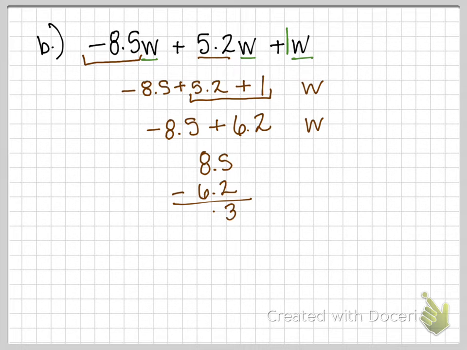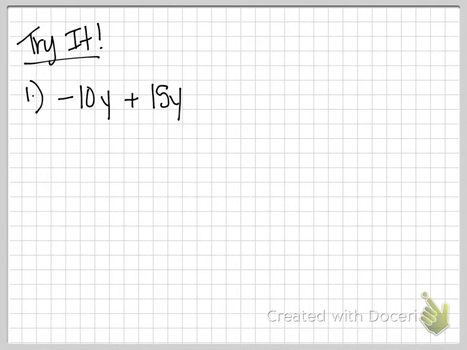So 3, 2. What will the sign of this be? Negative, because the larger absolute value was a negative. So our final answer, if we simplify, is negative 2.3 W. Don't forget that W, because we can simplify it further.